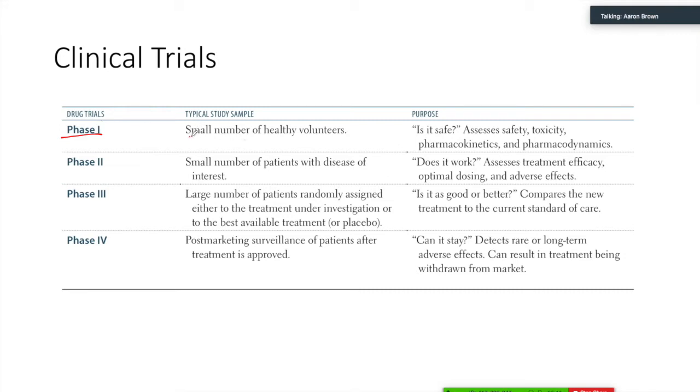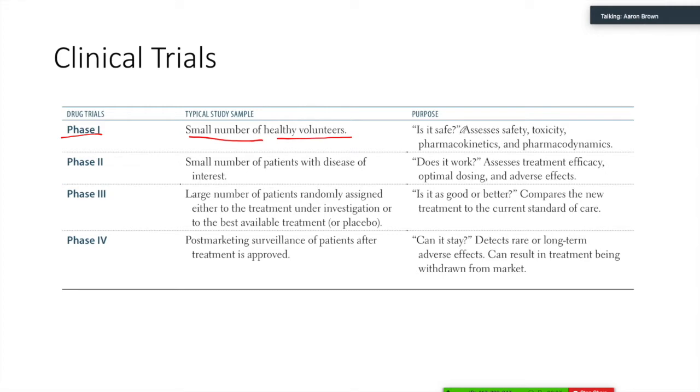During phase one, you take a small number of healthy people, not people with the disease you're looking for. Instead, you're looking for whether, in a healthy person, this would be safe. So we look for the toxicity, pharmacokinetics, pharmacodynamics. How does this break down in the person's bloodstream? These are the questions that we're trying to have answered in our phase one. But again, a small number of people without the disease of interest, just healthy people.